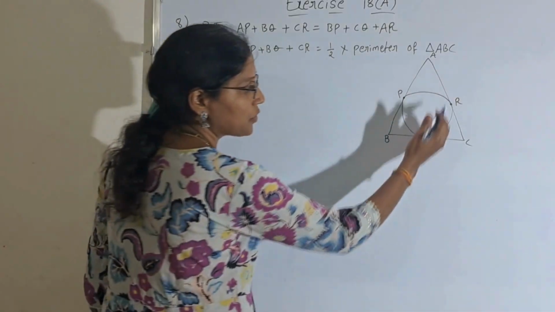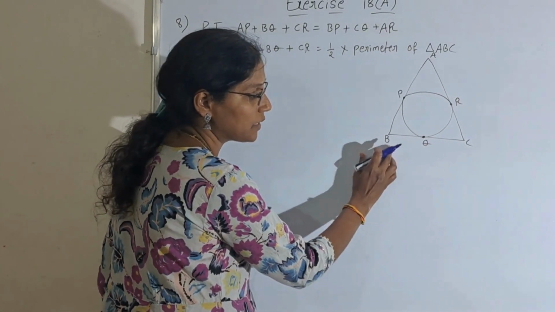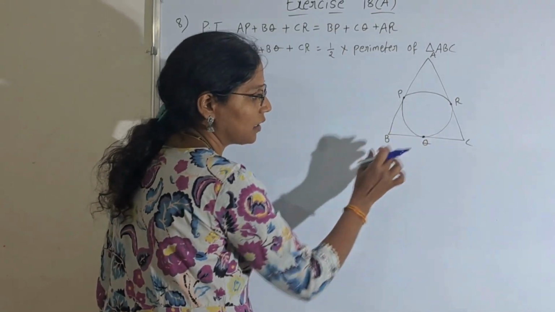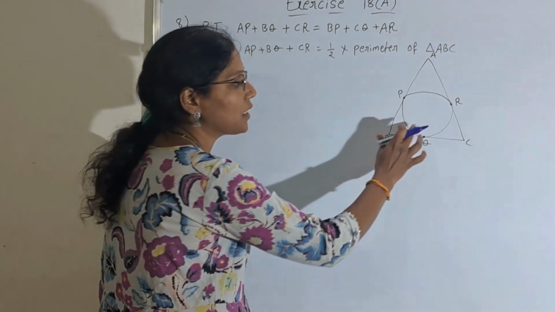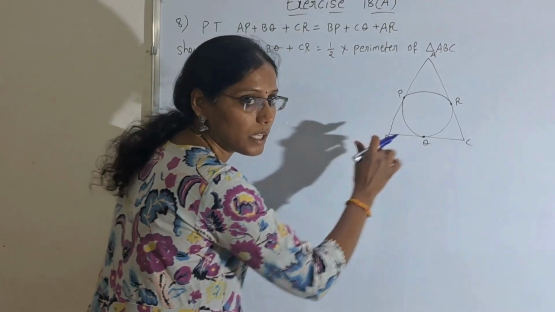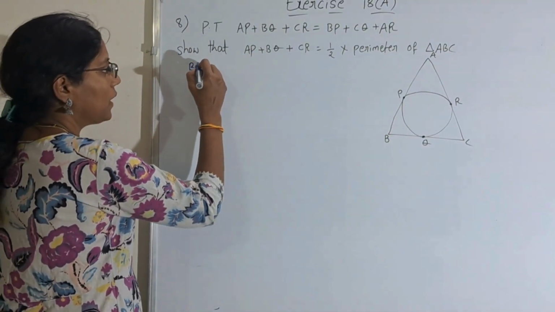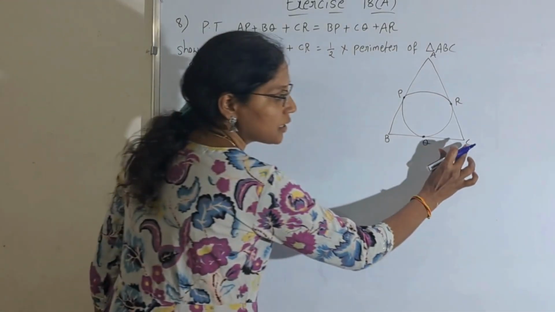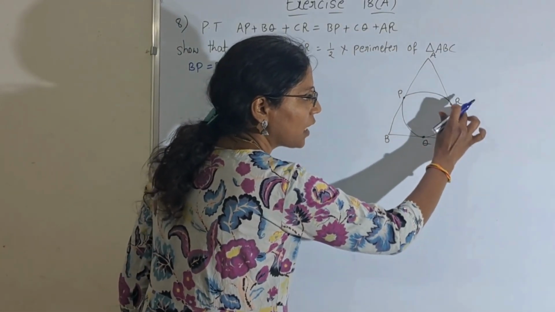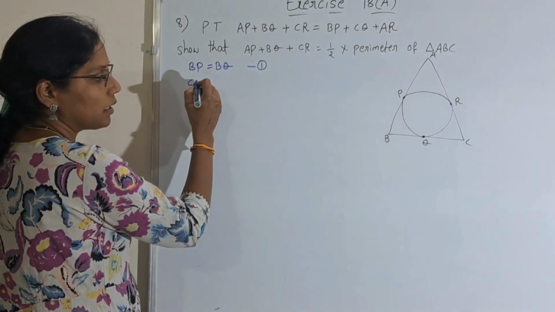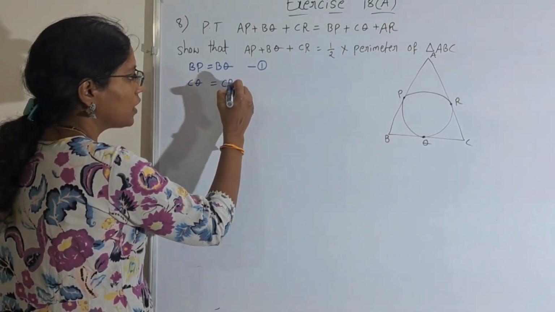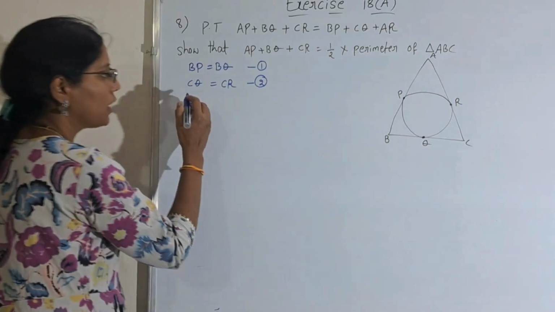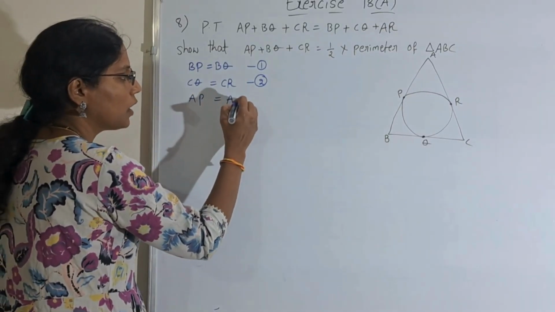First, we have to observe the diagram here. First, this B side we have to observe. BQ and BP both are tangents to this circle. So B is the external point to the circle. BQ and BP both are equal, it will come. BP is equal to BQ. Equation 1. Next, C side we have to observe: CQ and CR both are equal. CQ is equal to CR. Equation 2. Next, A side we have to observe: AP is equal to AR. AP equal to AR.